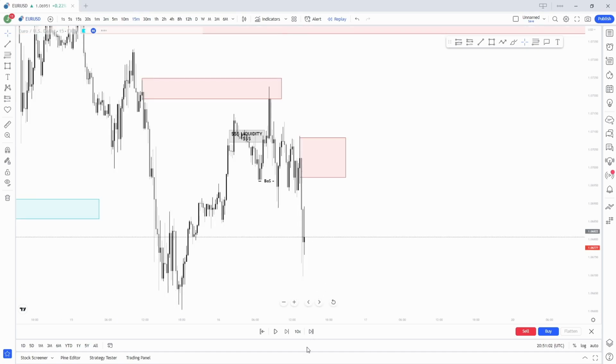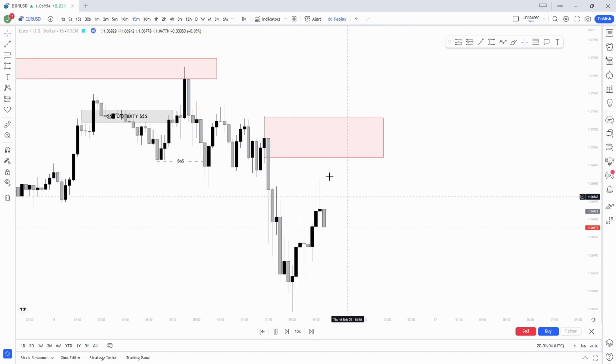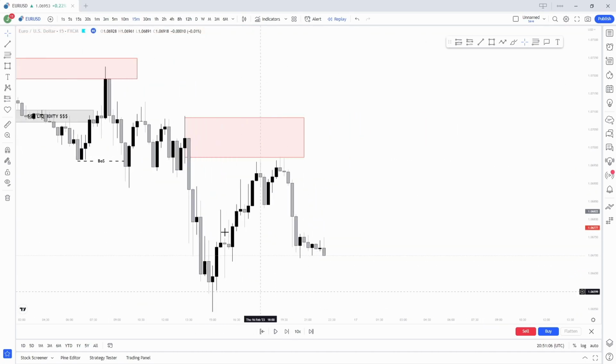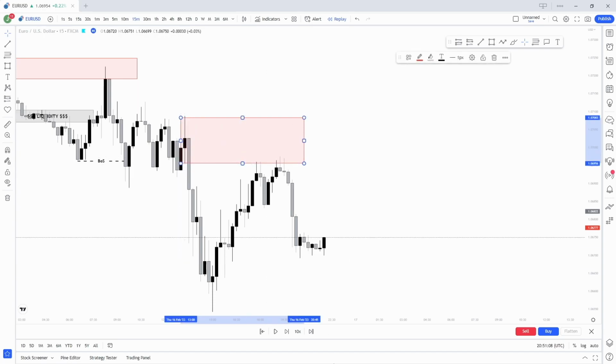Okay, as we zoom out, you can see, obviously on this time frame, it's quite clear what that is. It is a very clear buy to sell.